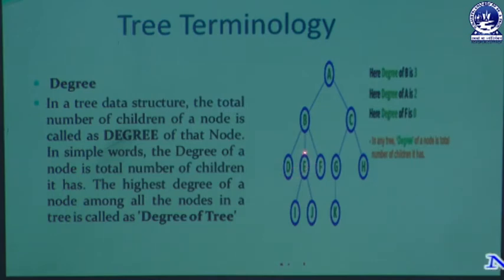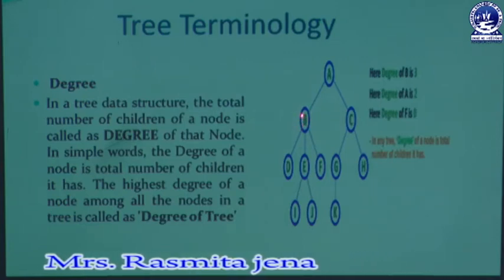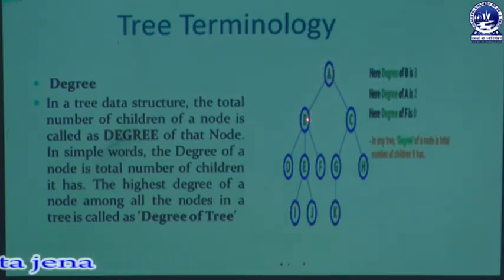Let's take one example. Suppose node B has 3 children, so the degree of node B is 3, but the degree of node A is 2 because it has 2 children, B and C. So in this example, we can say the degree of the tree is 3, because among these nodes, node B has the highest degree, that is 3. So the highest degree of a node of that tree is the degree of that tree. So this is about the degree of the tree or degree of the node.